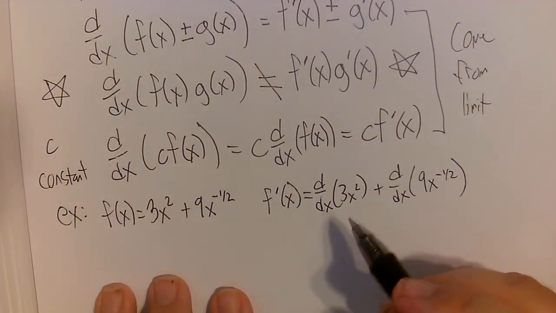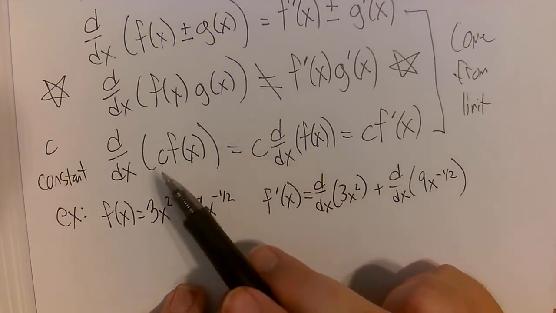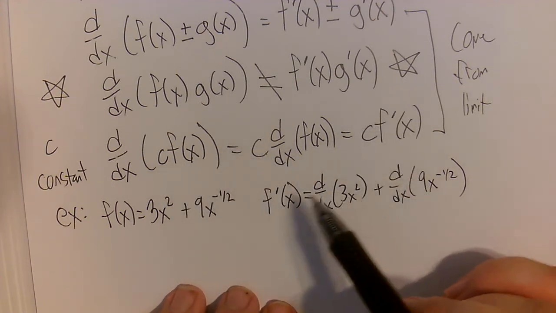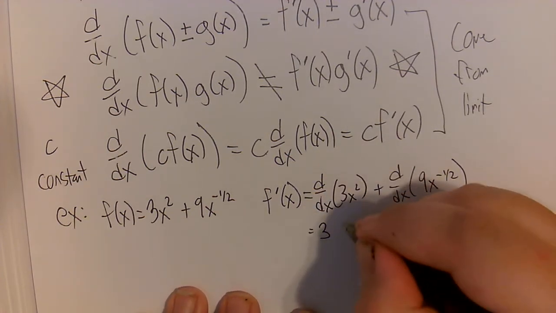All right. So let's go ahead and do this here. So we can use this other rule right here, and we can move constants outside of our derivative. So the derivative doesn't really care about what's going on with these constants.